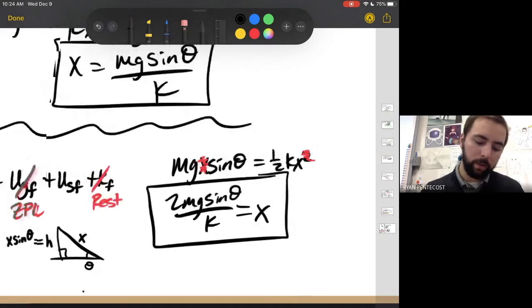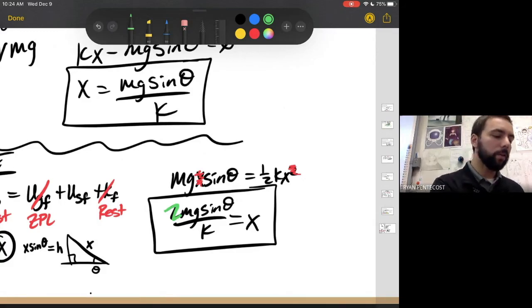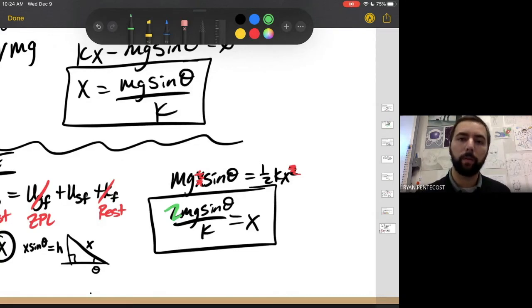And if you pay attention, the only difference between these two distances, where the block comes to rest and the maximum distance it travels, is that 2. That is the only difference between the two. Everything else is just mg sine theta divided by k. So that's how we can use the force and energy methods to solve spring problems.